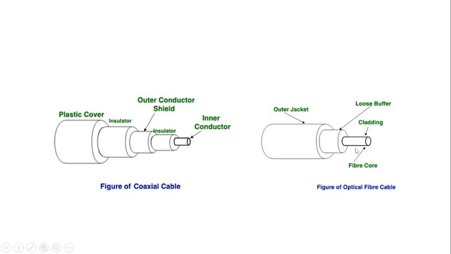And the last type is known as what? Fiber optic cables, right? Nowadays broadband connections are provided by means of fiber optic because of the fast transmission of data. There are two covers. One is known as a loose buffer. You can see a cladding here. Inside the cladding there will be a fiber core and there is an outer jacket, right?